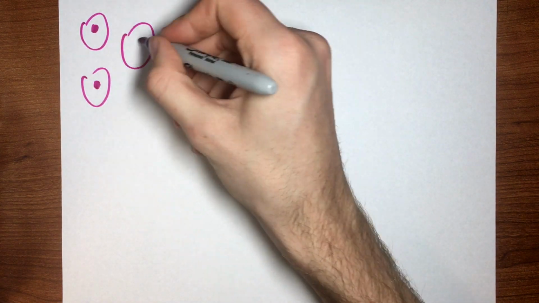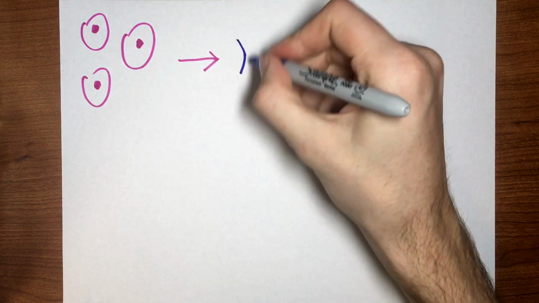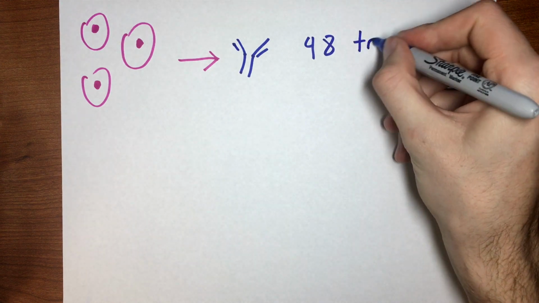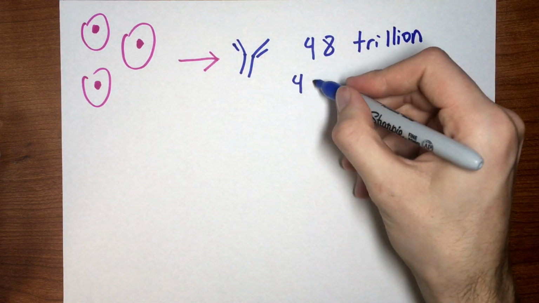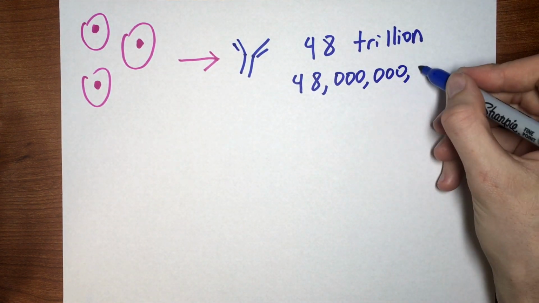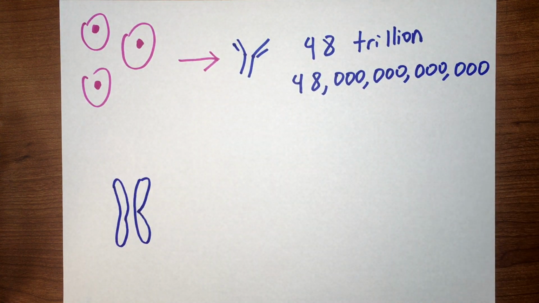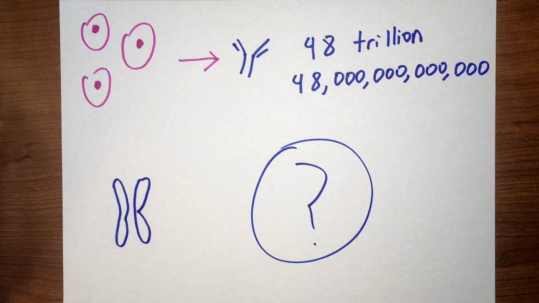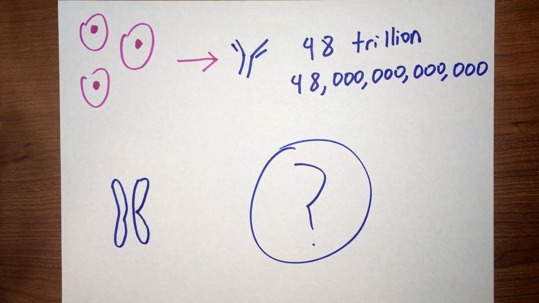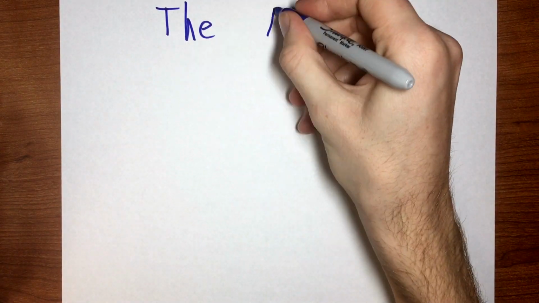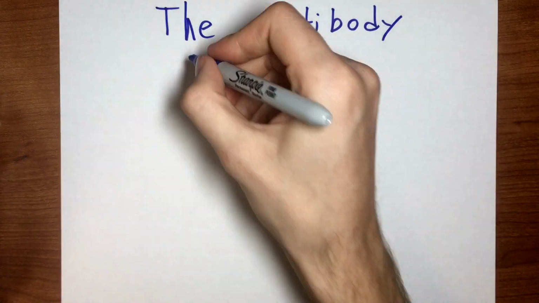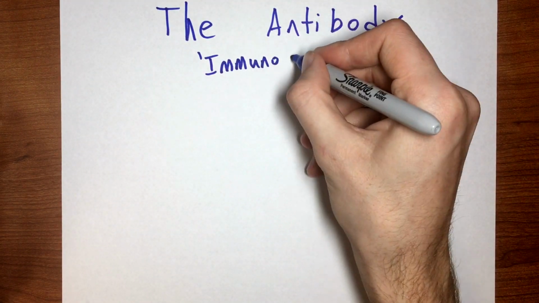A given person's B cell population can produce up to 48 trillion unique antibodies. Now, obviously, our chromosomes are not nearly large enough to encode individual genes for each of these antibodies. So, how then can we produce such diversity? Before we go any further, it is important to discuss the actual structure of an antibody, or immunoglobulin.